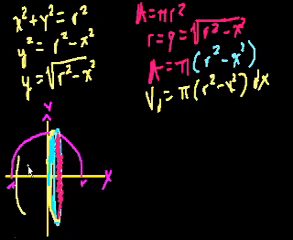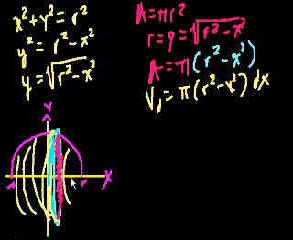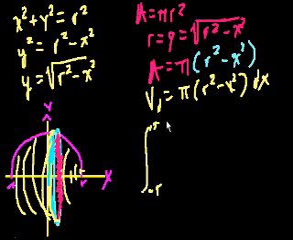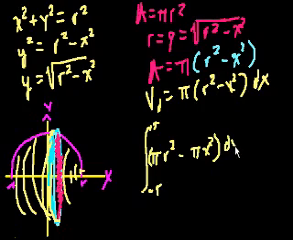I have a disk here going around, and they get smaller and smaller until we have a sphere. We just take the integral. The upper bound is positive r, the lower bound is minus r, and we take the integral of this expression. Let me distribute the pi because that's going to make it easier: pi r squared, which is just a constant term, minus pi x squared, all of that dx.